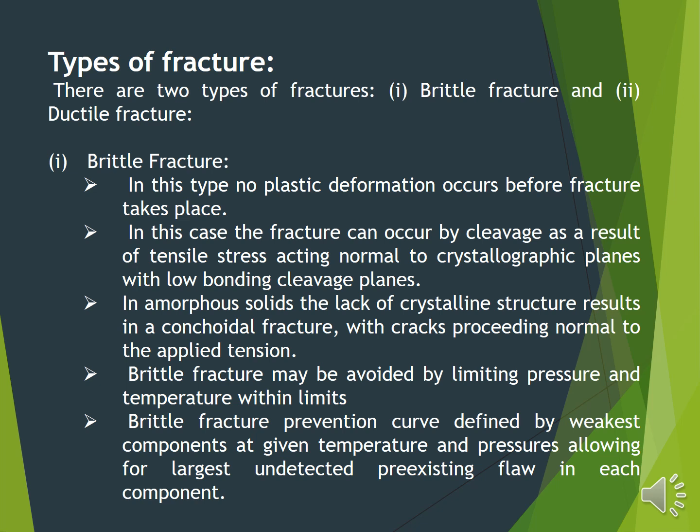Second, in this case the fracture can occur by cleavage as a result of tensile stress acting normal to crystallographic planes with low bonding, called cleavage planes. In amorphous solids, the lack of crystalline structure results in a conchoidal fracture, with cracks proceeding normal to the applied tension. Brittle fracture may be avoided by limiting pressure and temperature within limits. A material goes brittle when we vary the pressure and temperature. The brittle fracture prevention curve is defined by the weakest components at given temperature and pressures, allowing for the largest undetected pre-existing flaw in each component.